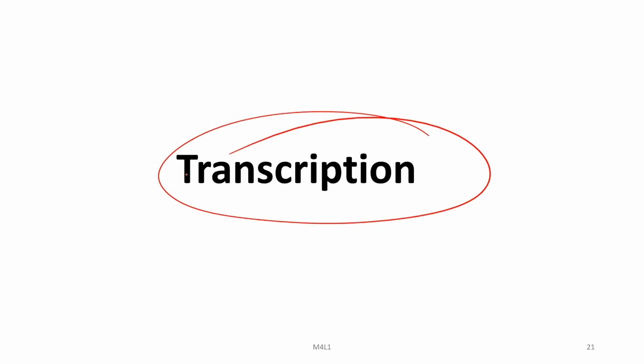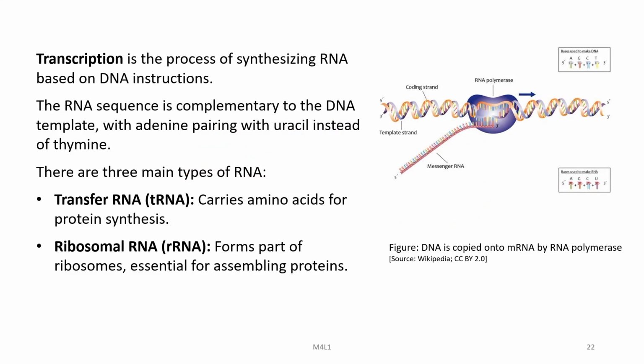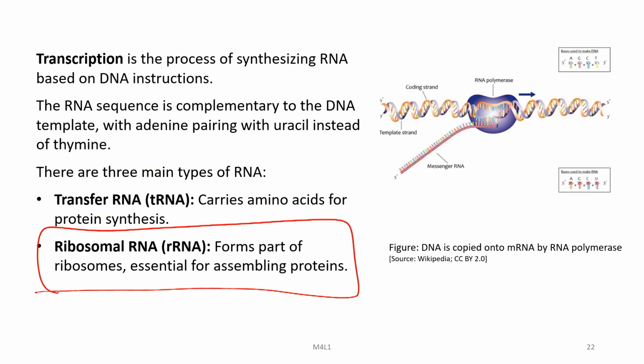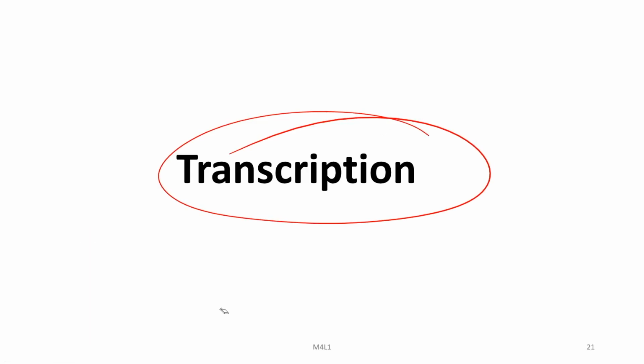Let us now look into the process of transcription. This is the process of RNA synthesis from DNA molecules. The RNA sequence is complementary to the DNA template, with adenine pairing with uracil instead of thymine. As already mentioned, there are 3 main types of RNA. Transfer RNA carries amino acids for protein synthesis. Then there is ribosomal RNA, which forms part of ribosomes essential for assembling proteins.